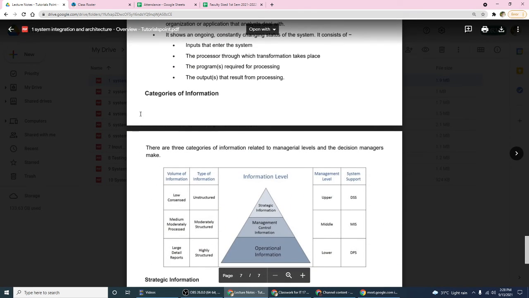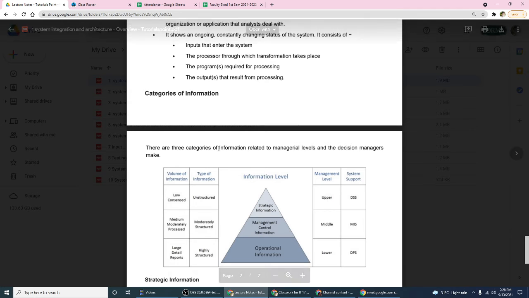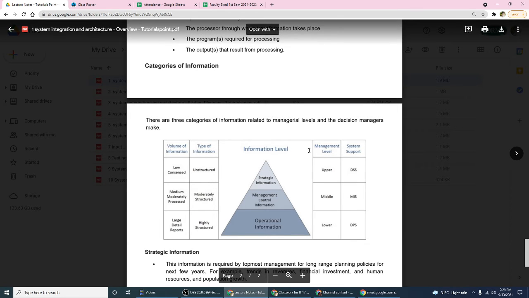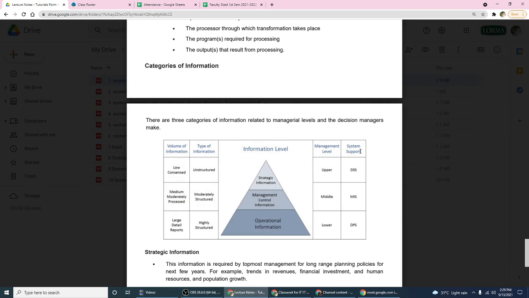Konti na lang. Categories of information. So there are 3 categories of information related to managerial level and the decision managers make. We have the volume information, type of information, column. We have the information level, management level, and system support.